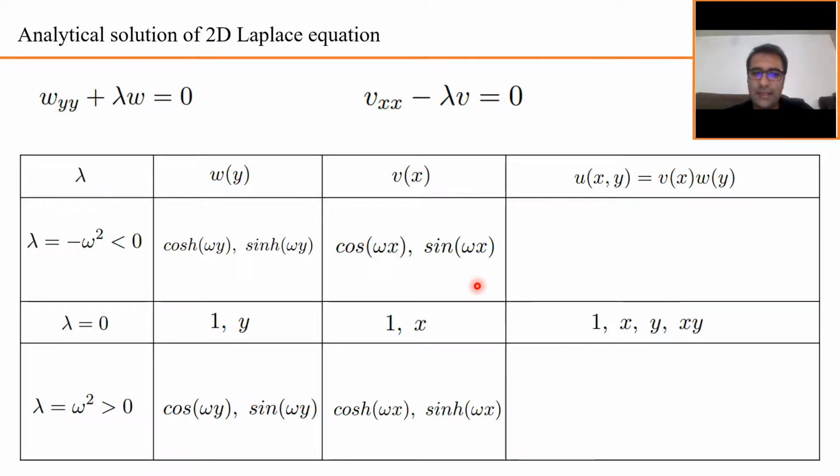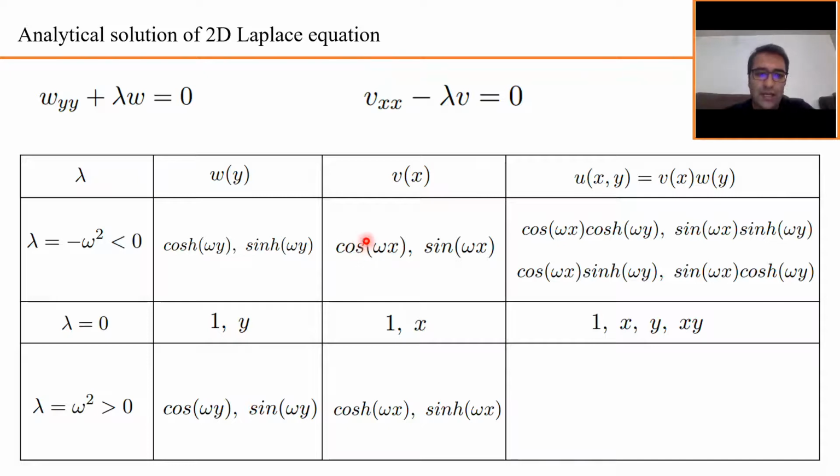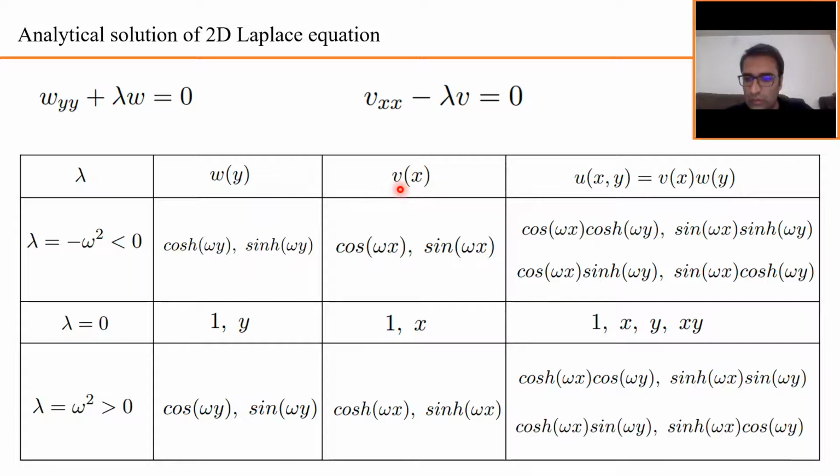I write it here. And for the case of lambda less than 0, we can have cosine omega x multiplied by cosine hyperbolic omega y, sine omega x multiplied by sine hyperbolic omega y, or cosine omega x multiplied by sine hyperbolic omega y, or sine omega x multiplied by cosine hyperbolic omega y. And again, I just write the possible multiplication of w and v, and we have this solution for u in the case of lambda greater than 0.